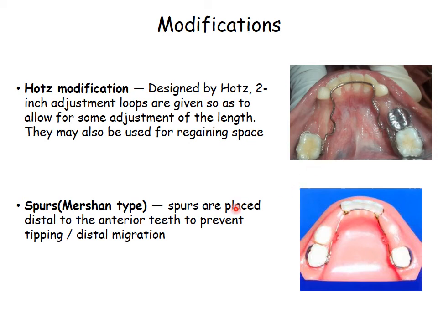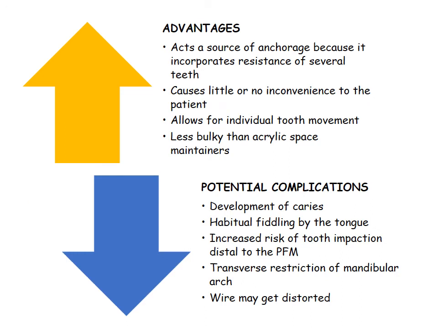Then you have the spurs or the Mersenne type. These spurs are placed distal to the anterior teeth. So this is a permanent tooth which is here. There are spurs distal to both the laterals, as you can see, placed distal to the anterior teeth to prevent any tipping or any distal migration of the anterior teeth.